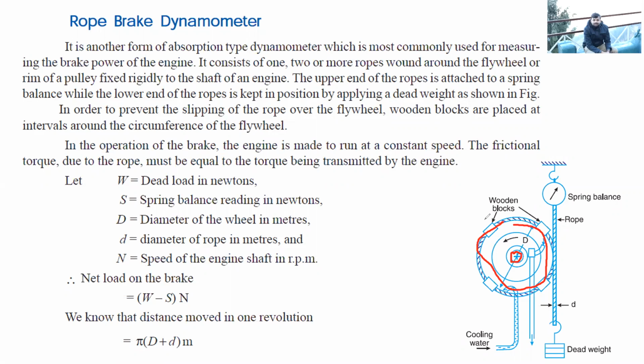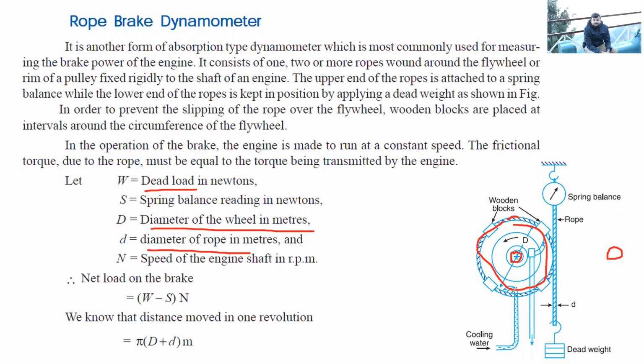Okay, and since the shaft will rotate, this wheel or pulley will rotate, and to stop the slippage of this rope over the wheel, we have provided these wooden blocks. All right. So as to produce a firm grip over the wheel or the pulley. All right. Capital D is the diameter of the wheel in meters, and small d is the diameter of the rope. So if you see the cross section of the rope, it will look something like this, and its diameter will be small d.